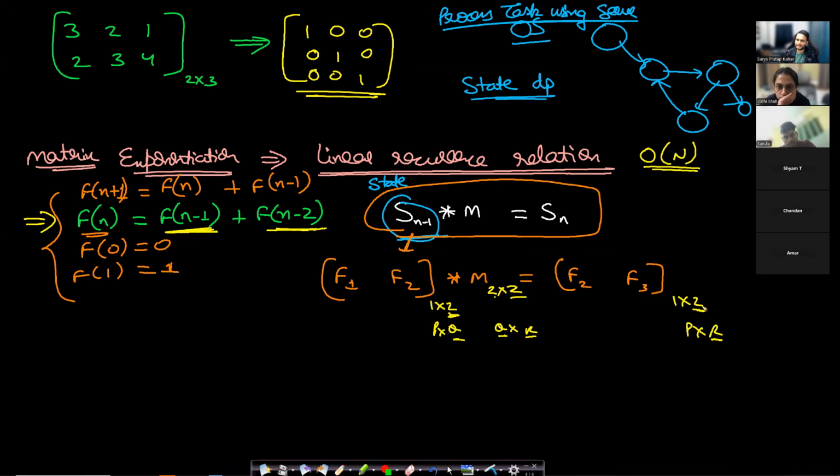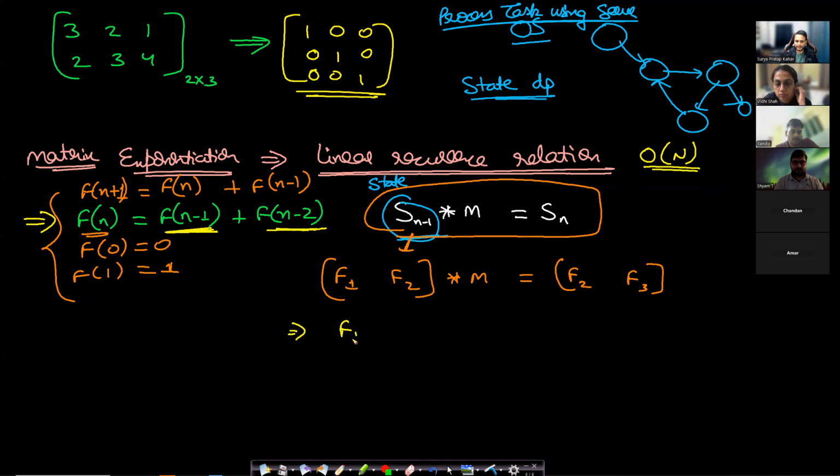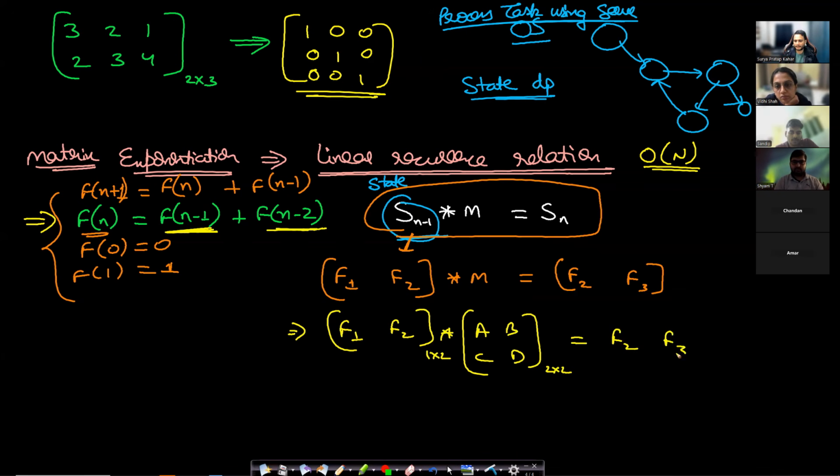I know it is a 2 by 2 matrix, but I don't know the content of it. It is not an identity matrix. It may be an identity matrix, I don't know, but it is generally not an identity matrix. Otherwise, it will not transition to some new value. Identity means keep the value the same. So it is not an identity matrix. So can I write it in this format? F1, F2 times A, B, C, D, a 2 by 2 matrix. It is a 1 by 2 matrix, and I will get F2, F3. Can I not write it like this? I can write like this, right?